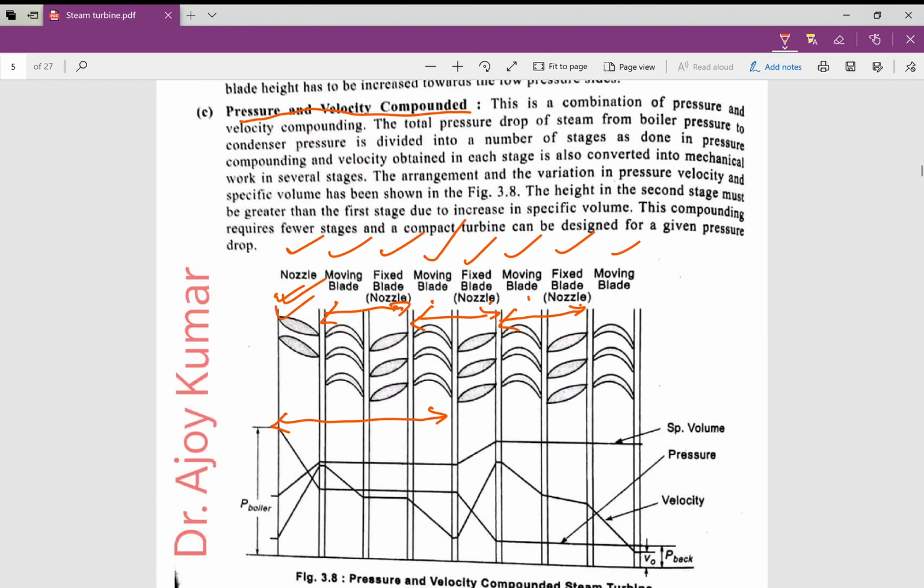After the nozzle, there is a set of moving blades and then fixed blades. Alternately again, moving blade, fixed blade, moving blade, fixed blade, like this. So with the same concept, we can apply it to the variation of specific volume, pressure, and velocity as well.